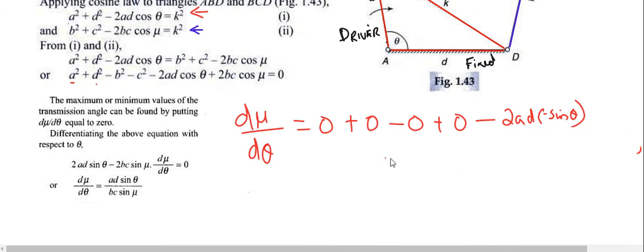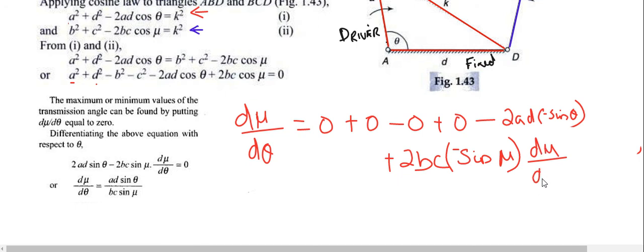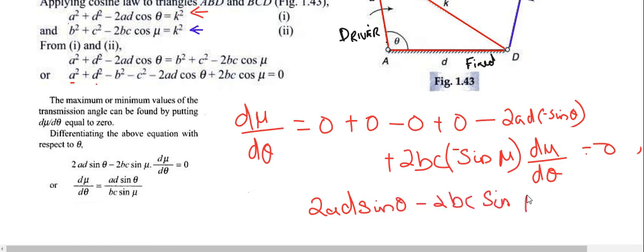Let's find the derivative. 2bc, and cos mu's derivative with respect to theta will be negative sin mu d mu by d theta, and equate that to 0. So you will get 2ad sin theta minus 2bc sin mu d mu by d theta is equal to 0.